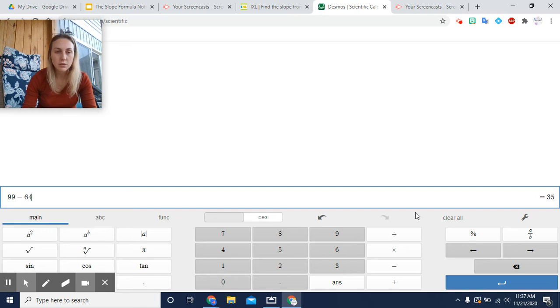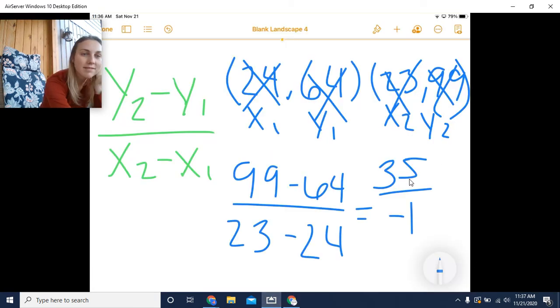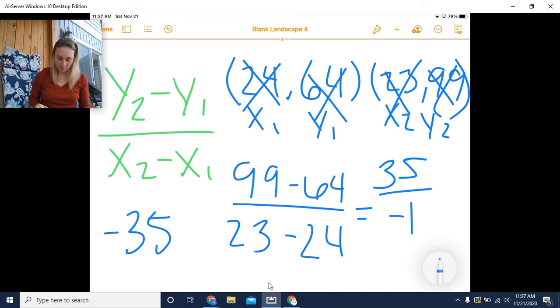And then 23 minus 24, you don't have to put that in a calculator, but if you want to, you can. 23 minus 24, it's going to be a -1. Once you have that, you can't reduce this. Anything over 1 is just the numerator. This is going to be 35 divided by -1, which gives you an answer of -35. So that is going to be your slope.